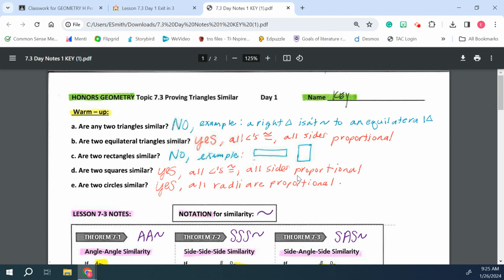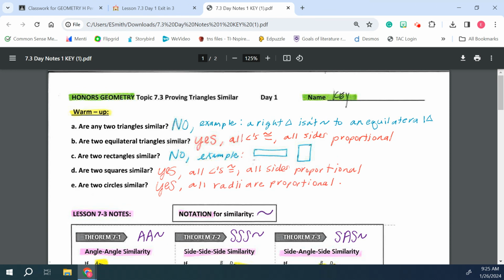Squares, however, the angles are definitely congruent, and the sides are always going to be proportional because they're all going to be the same, right? And then are two circles similar? We went over this yesterday. Yes, the radii end up being proportional. That's a biggie. Remember that from yesterday's lesson, okay? Any questions? Anything I can go over?